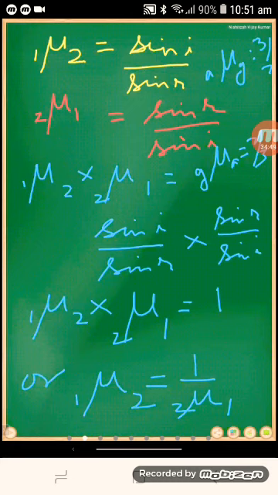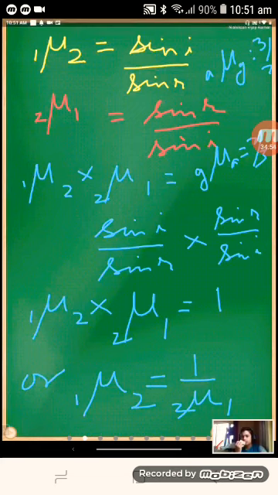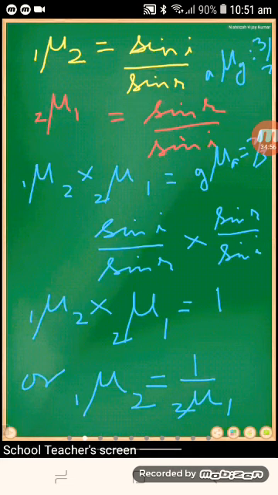Now we come to the experimental verification of what we have studied, that is the laws of refraction. This experiment you are required to do in the lab also.